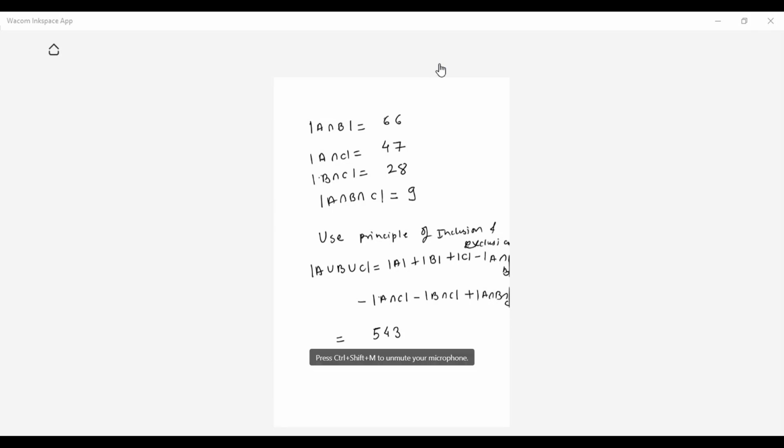Okay. Very good. Now, what should be the next step, student? Just type it in the chat box. What should be the next step that we have to do? Now, what they have asked is how many integers are there which are not divisible by 3, nor by 5, nor by 7. So basically, we have to find the cardinality of (A union B union C) bar, right? So how do I find it out? Anyone?